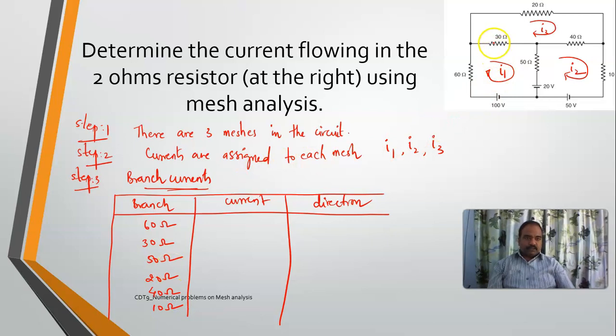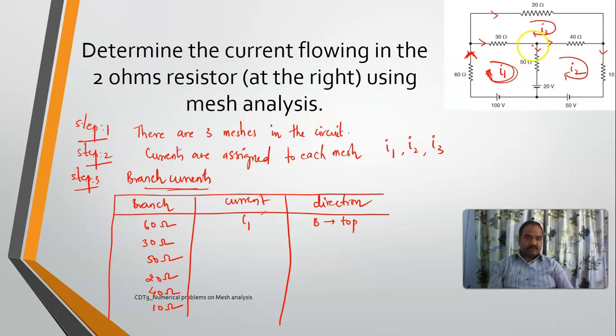As I already told you, whenever we are trying to determine the current in any of these branches, we first decide the current direction of all these 3 meshes. Initially I have made my choices regarding the current directions. Now I will determine the current in the 60 ohms resistor. This one is present only in this particular mesh, right? So the current flowing in this is I1, flowing from bottom to top.